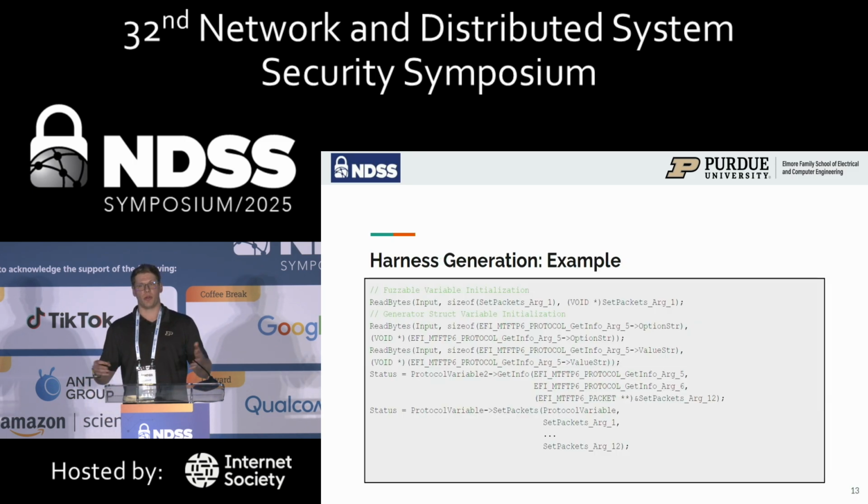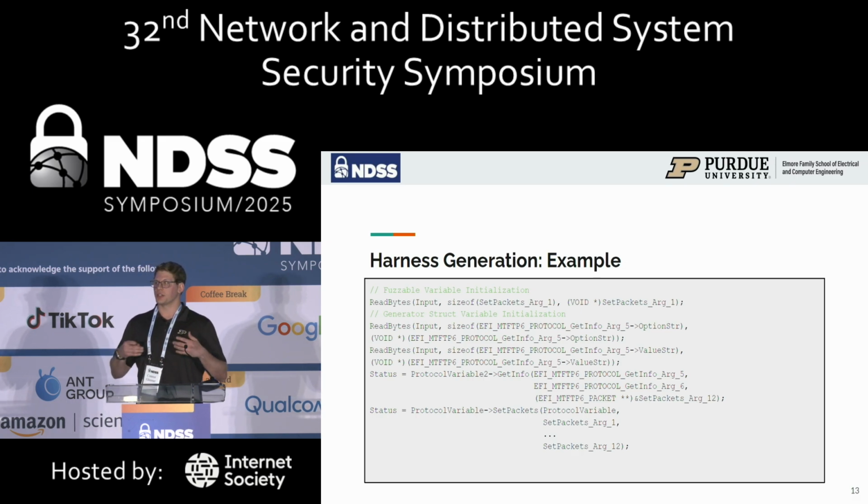An example harness looks very similar to the source code I was showing you before, but with some random input. At the top you have a scalar value that's just reading in some random data from the input stream. Then further down, you can see that we have structured input getting read in. Get info is getting used, which is that generator function that creates stateful data, which will then eventually get passed into set packets, the function we were targeting.